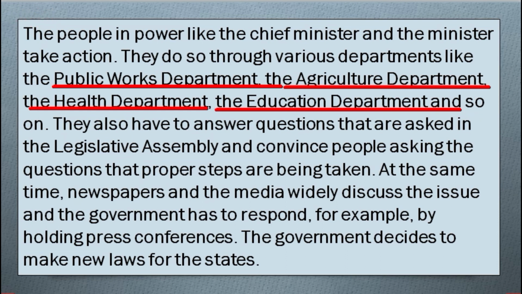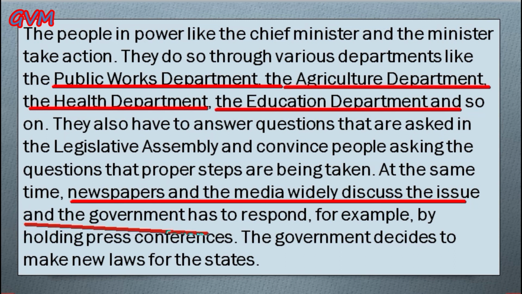And students, now can you answer me how we come to know what is happening in the government? Students, we come to know about what the state government does through different means of mass media. And students, the newspapers and the media widely discuss the issues, and the government has to respond to them in order to convince the people of the state.